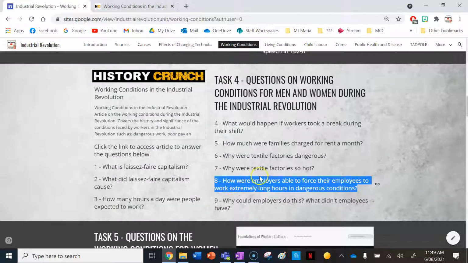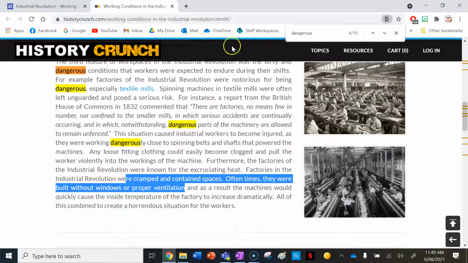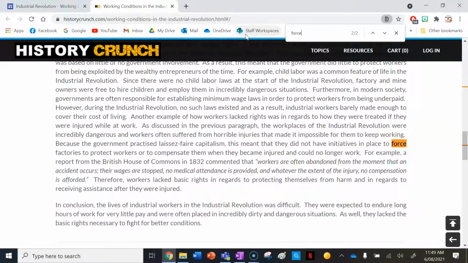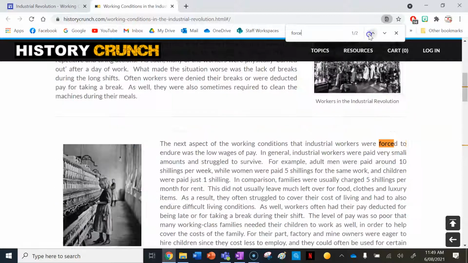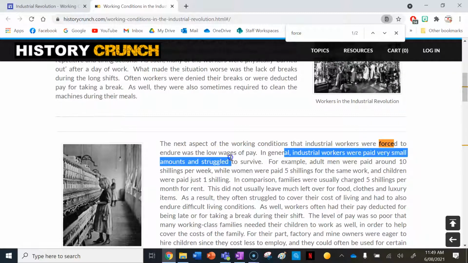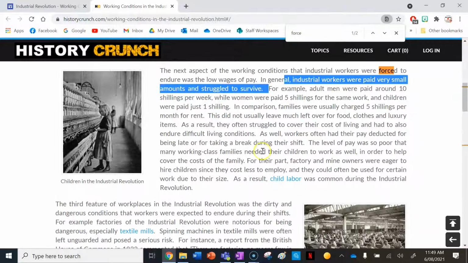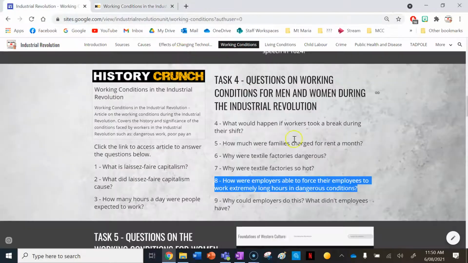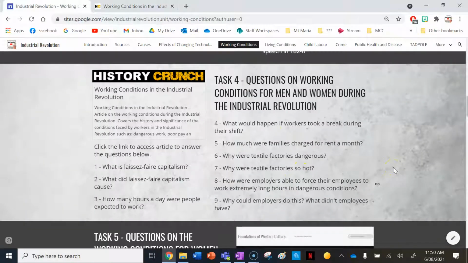Number 8 now. How are employers able to force their employees to work extremely long hours in dangerous conditions? So I'm going to say force. They go back up here. Workers were forced to endure low wages and pay. In general, industrial workers were paid very small amounts to survive a struggle. Essentially, employers could afford to pay them so little because there were so many other people willing to take their job if they didn't want their job. So there weren't enough jobs for people, so they could force them to work extremely long hours and for low wages.